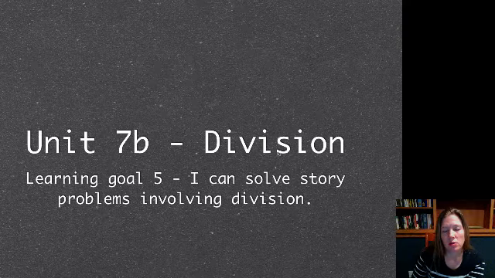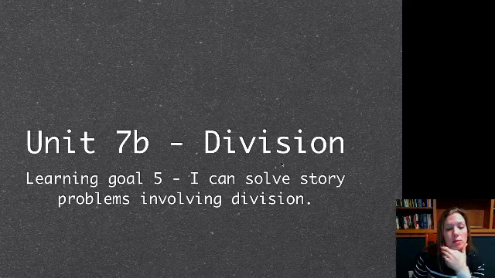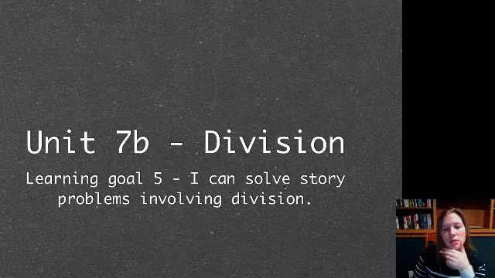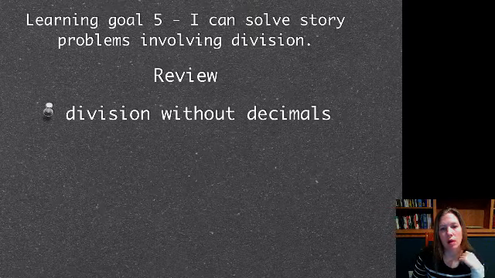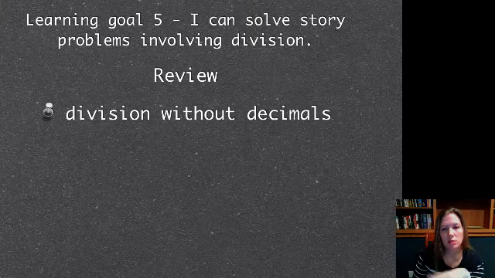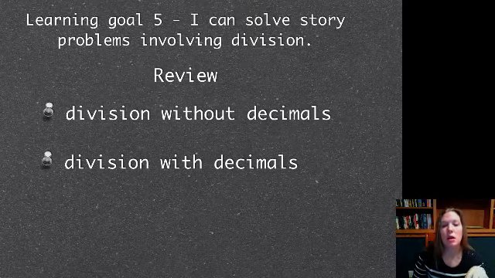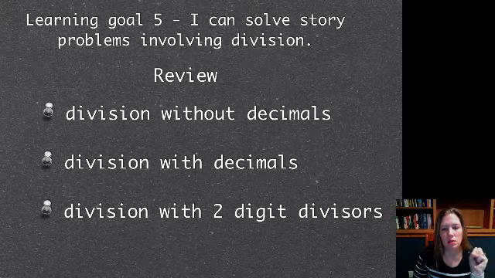Okay, we are going to start learning Goal 5, which is now the application piece. I can solve story problems involving division, so make sure that you write that down. And just a quick review, we've learned 3 different types of division problems: division without decimals, division with decimals, and division with 2-digit divisors, so with the 2 digits on the outside.